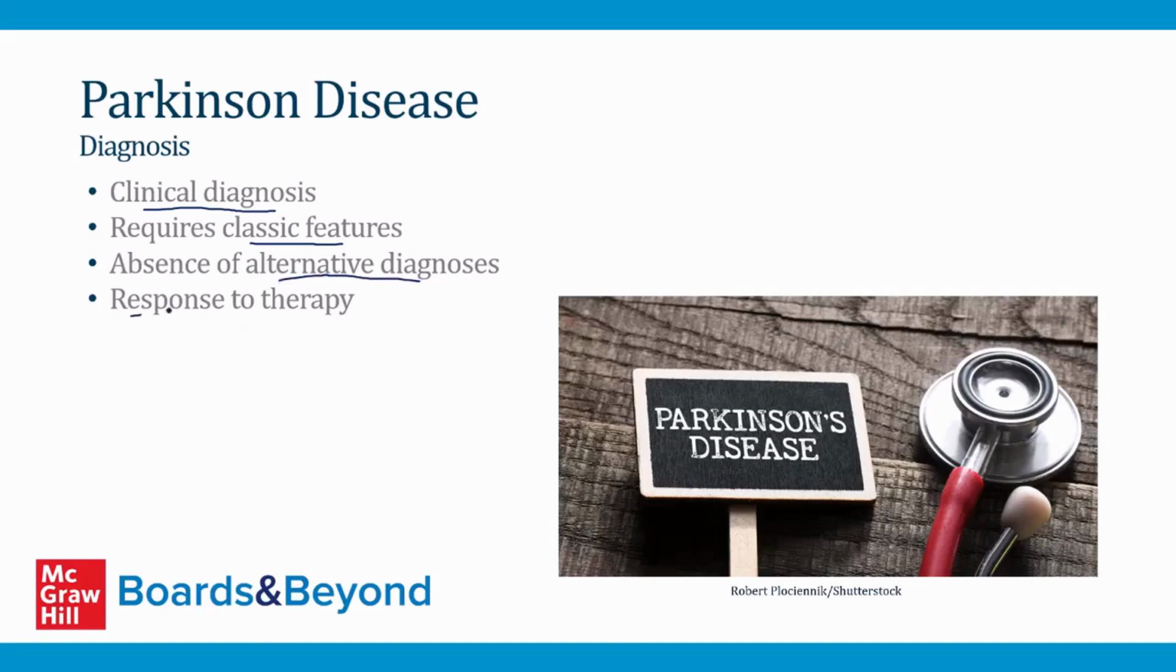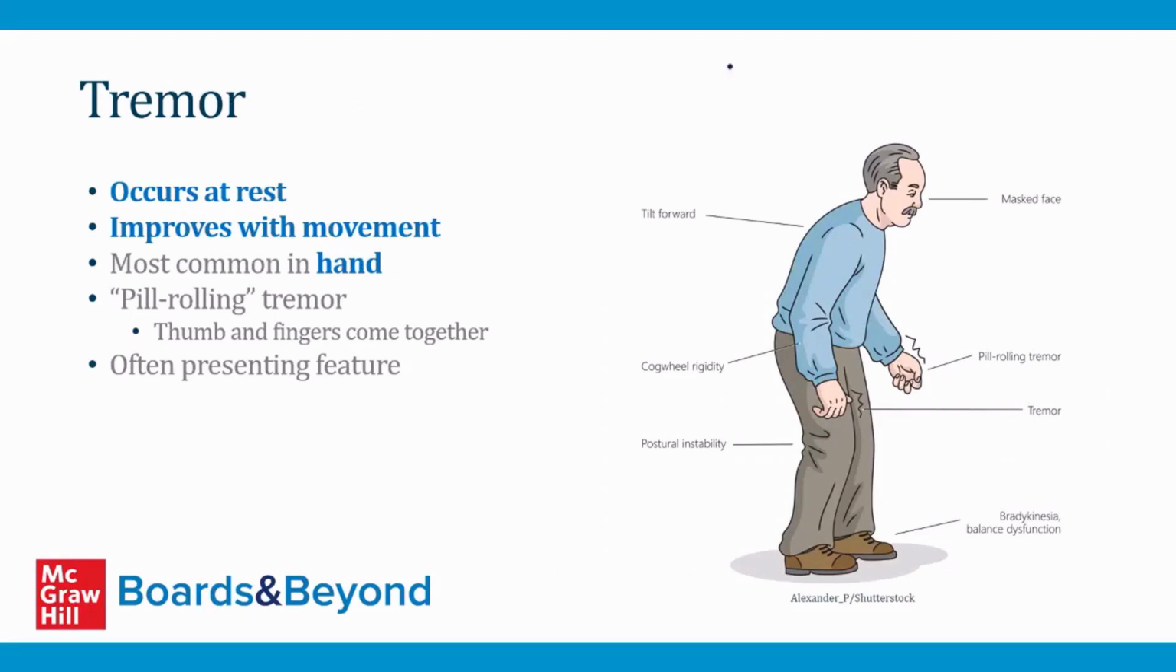And then finally, the response to therapy is often an important part of diagnosing Parkinson's. If you give patients the meds that treat this disorder, which we'll talk about later, and that improves their symptoms, that also helps to make the diagnosis of Parkinson's disease. Okay, so shown on this slide is a drawing of a man who has all the classic features of Parkinson's disease. We'll go through each of these features in the next few slides.